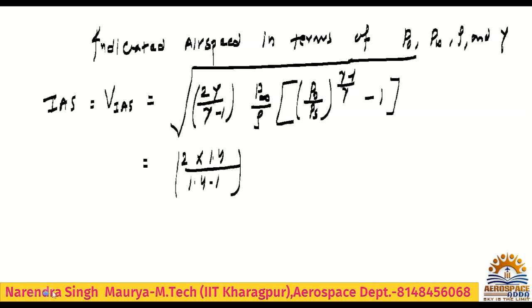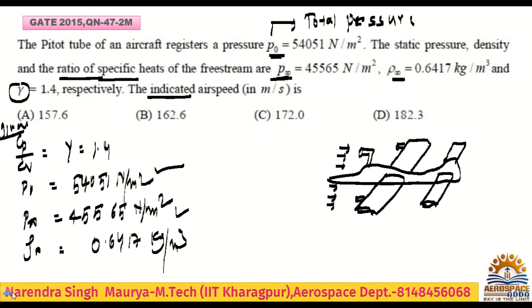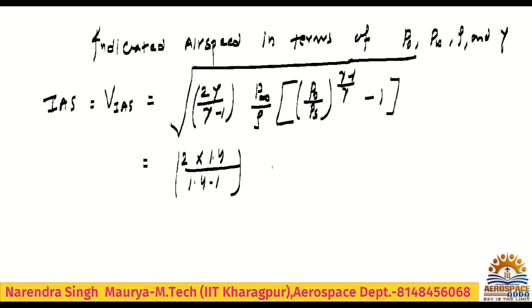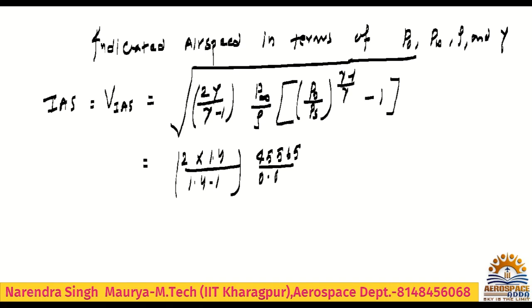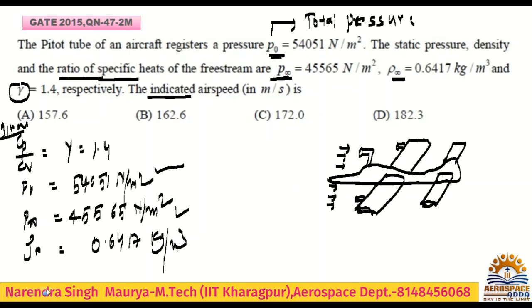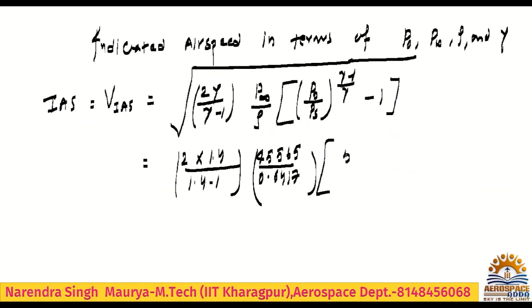What is the P infinity? You check it. 45565. And what is the rho? 0.6417. P naught, it is 54051, divided by the static 45565.